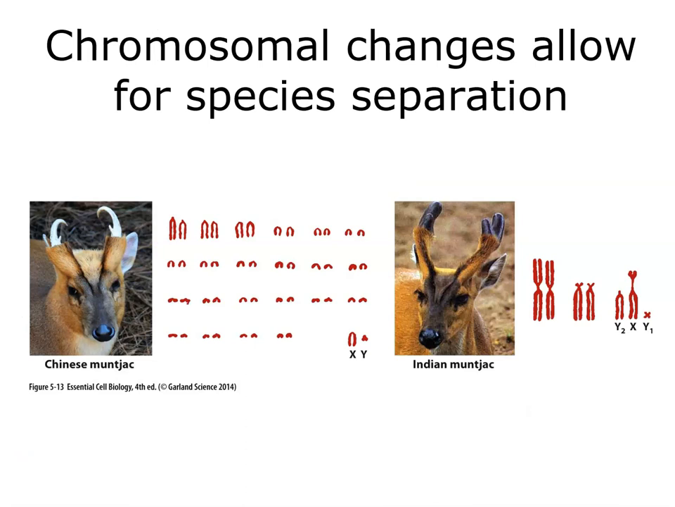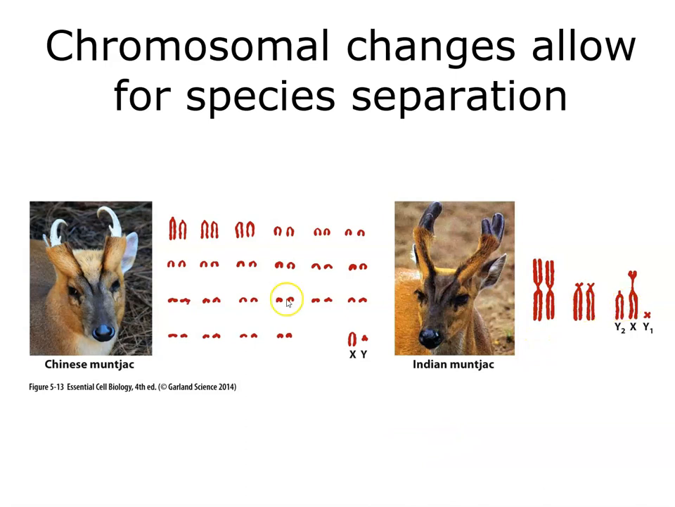This is how evolution occurs as well. Abnormalities during chromosomal separation can oftentimes vary over long periods of time. They can actually separate types of species. So here's the Chinese muntjac and the Indian muntjac. They have similar DNA. If you actually look at the similarity of their overall genome, it's extremely similar, 99+%.